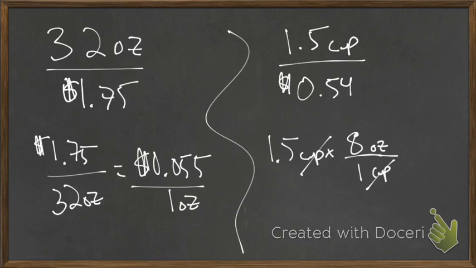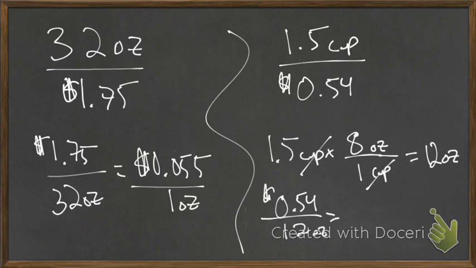So if there's ever conversion, do I multiply or do I divide? This makes it happen. And that gives me 12 ounces. So price per ounce, 54 cents, divided by 12, I get 0.045. So 4.5 pennies per ounce instead of 5.5 pennies per ounce.